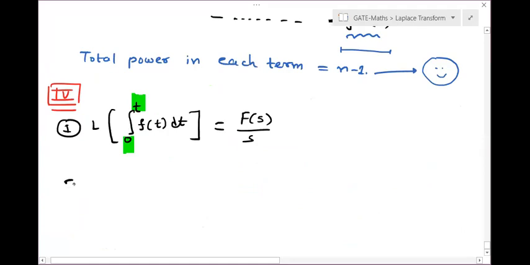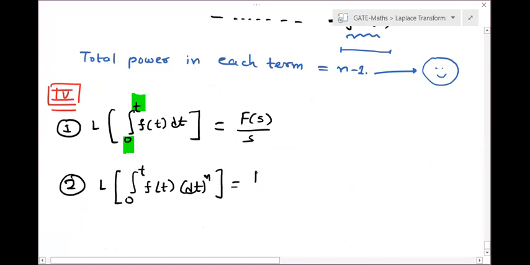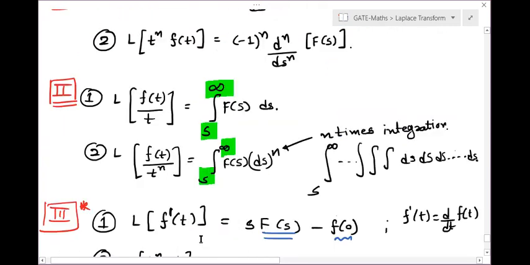In the same way, if you are finding the Laplace of a function which is the n-times integral of this f of t, this is the nth integral of f of t, dt to the power n, then this will become F of s divided by s to the power n. F of s by s to the power n. Okay. So these properties are clear.